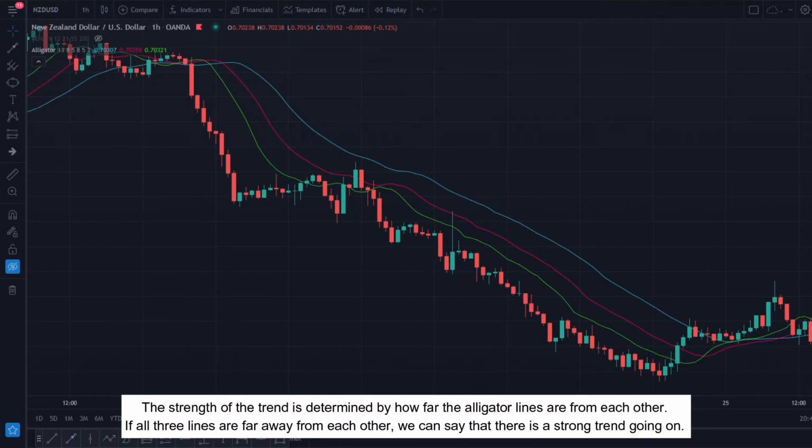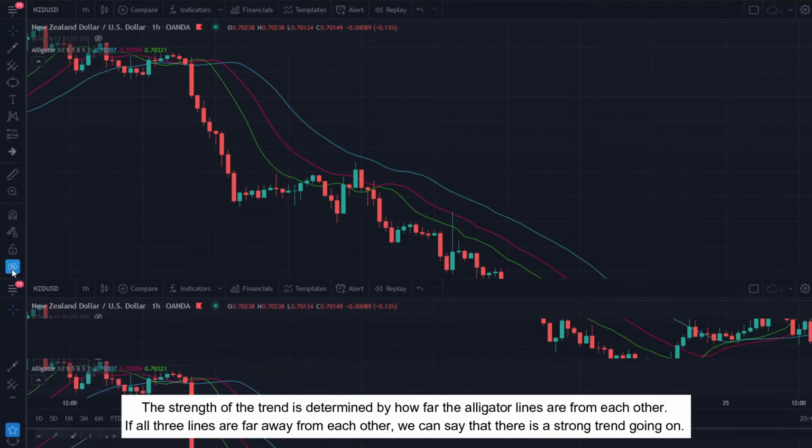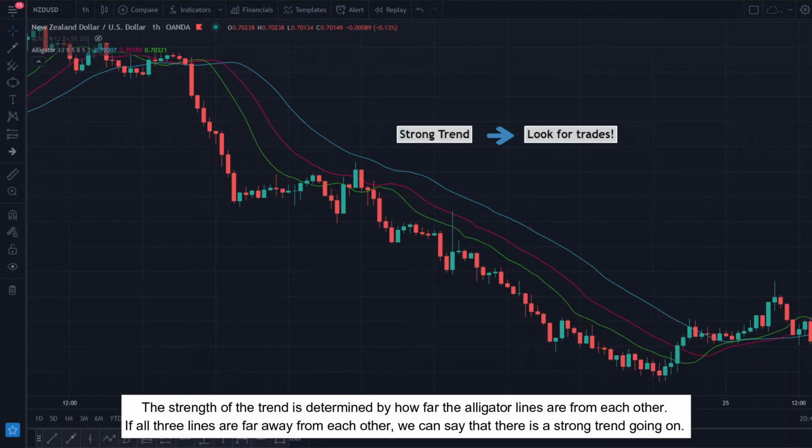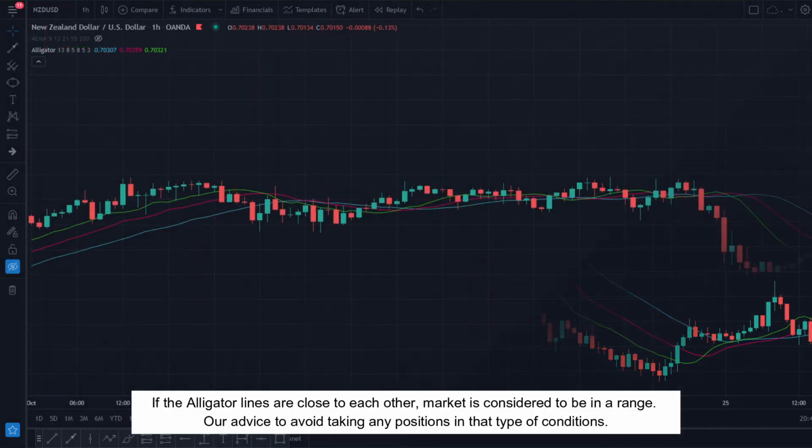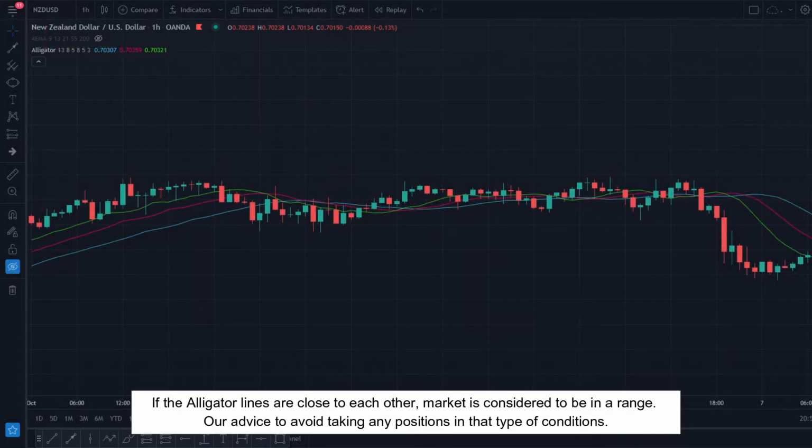The strength of the trend is determined by how far the alligator lines are from each other. If all 3 lines are far away from each other, we can say that there is a strong trend going on. If the alligator lines are close to each other, the market is considered to be in a range. Our advice is to avoid taking any positions in that type of conditions.